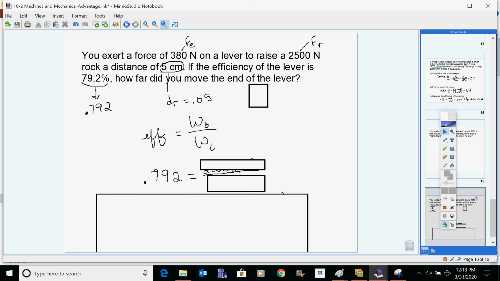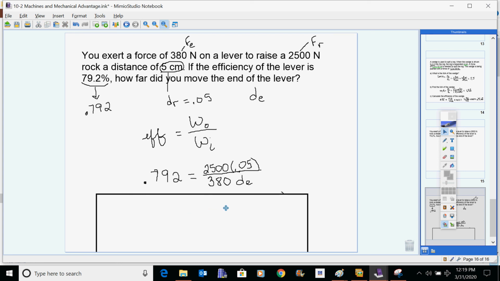So one of our efficiency equations deals with the work out compared to the work in. We now have a force times a distance and a force times an unknown distance, because it's asking you how far. So our output would be FR times DR, and our input would be FE times DE. And so we would have this problem to solve.